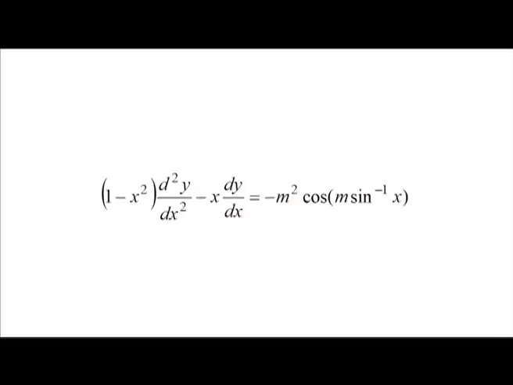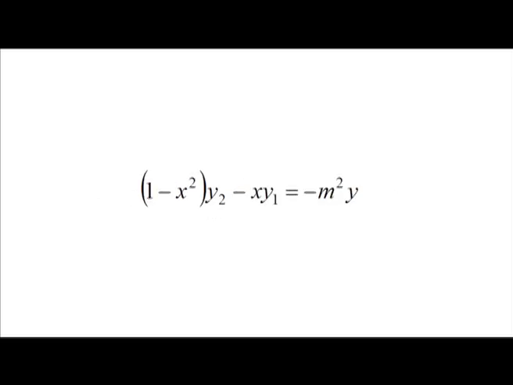(1 − x²) d²y/dx² − x dy/dx = −m² cos(m sin⁻¹ x), or (1 − x²) y₂ − x y₁ = −m² y, or (1 − x²) y₂ − x y₁ + m² y = 0.